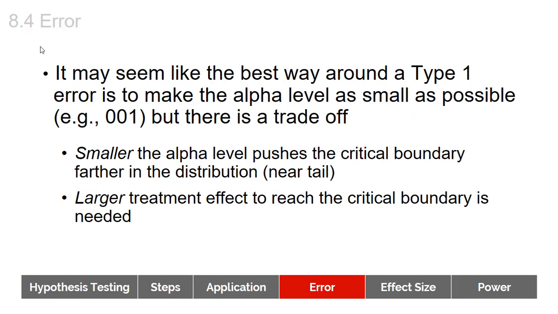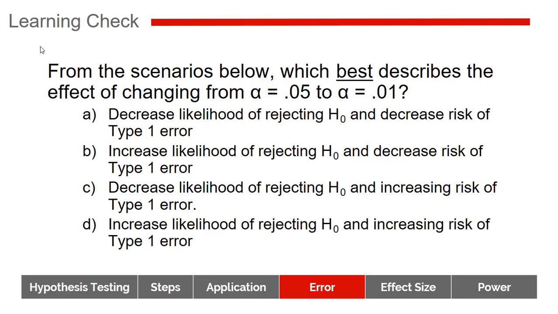So it may seem, like I said, the best way around type 1 error is to make the alpha level as small as possible, but it's a trade-off. The smaller alpha level will push the critical boundary farther in the distribution near the tail. And that means we need a larger treatment effect to reach the critical boundary. So let's do a learning check. From the scenarios below, which best describes the effect of changing from alpha of 0.05 to alpha of 0.01? Go ahead and pause the video to find the correct answer.